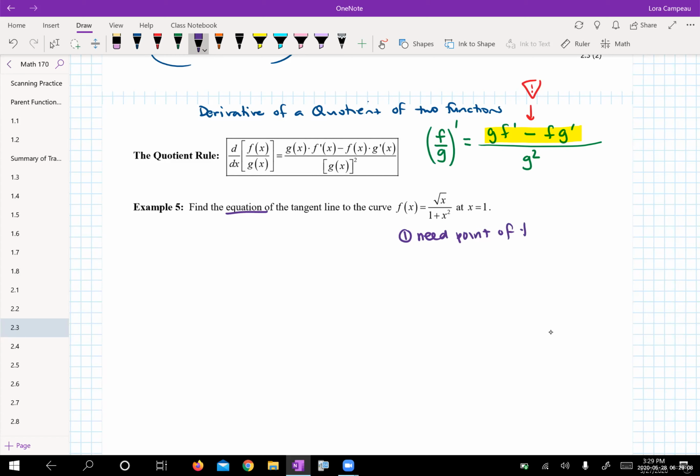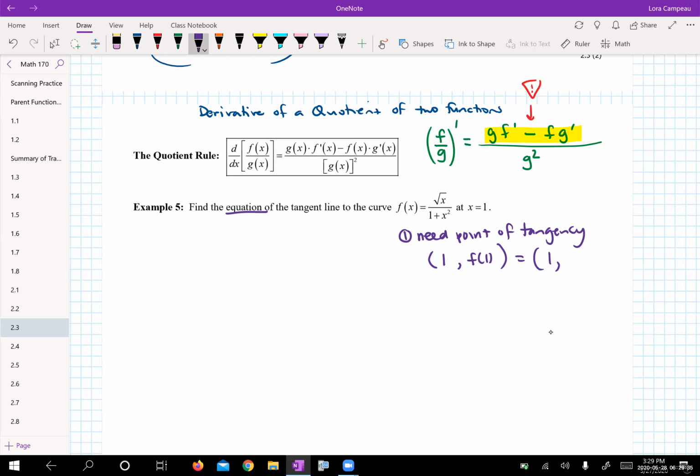Of the tangency. And in our case, sometimes they give you the point, but this time, like another example we had, they're giving us the x value, but we need to figure out what the function is evaluated at 1. So we can do that. That's not a problem. Just say, well, that's the same thing.